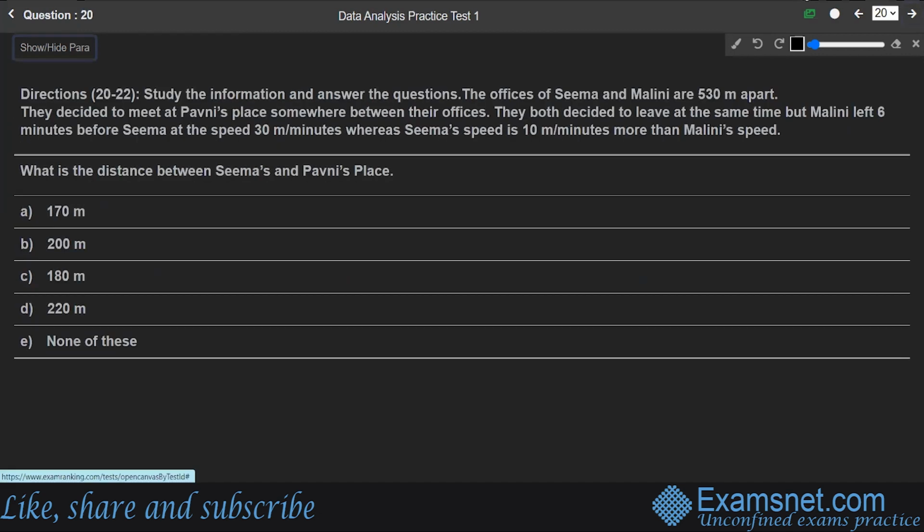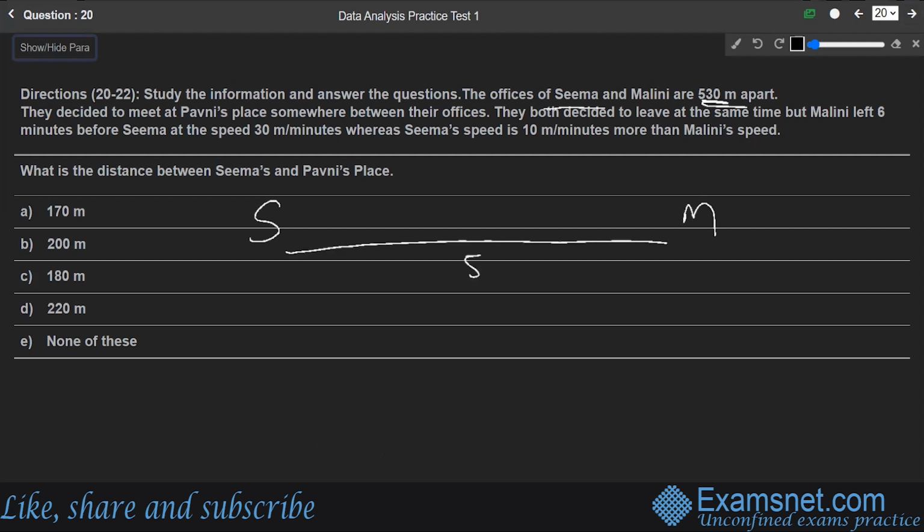Now there is a situation. Seema and Malini are 530 meters apart. So let's make them. Seema is here, Malini is here. They are in all 530 meters apart. This is the distance between them. They decided to meet at Pavni's place somewhere between their offices. So let us mark Pavni's place somewhere, where they can meet.